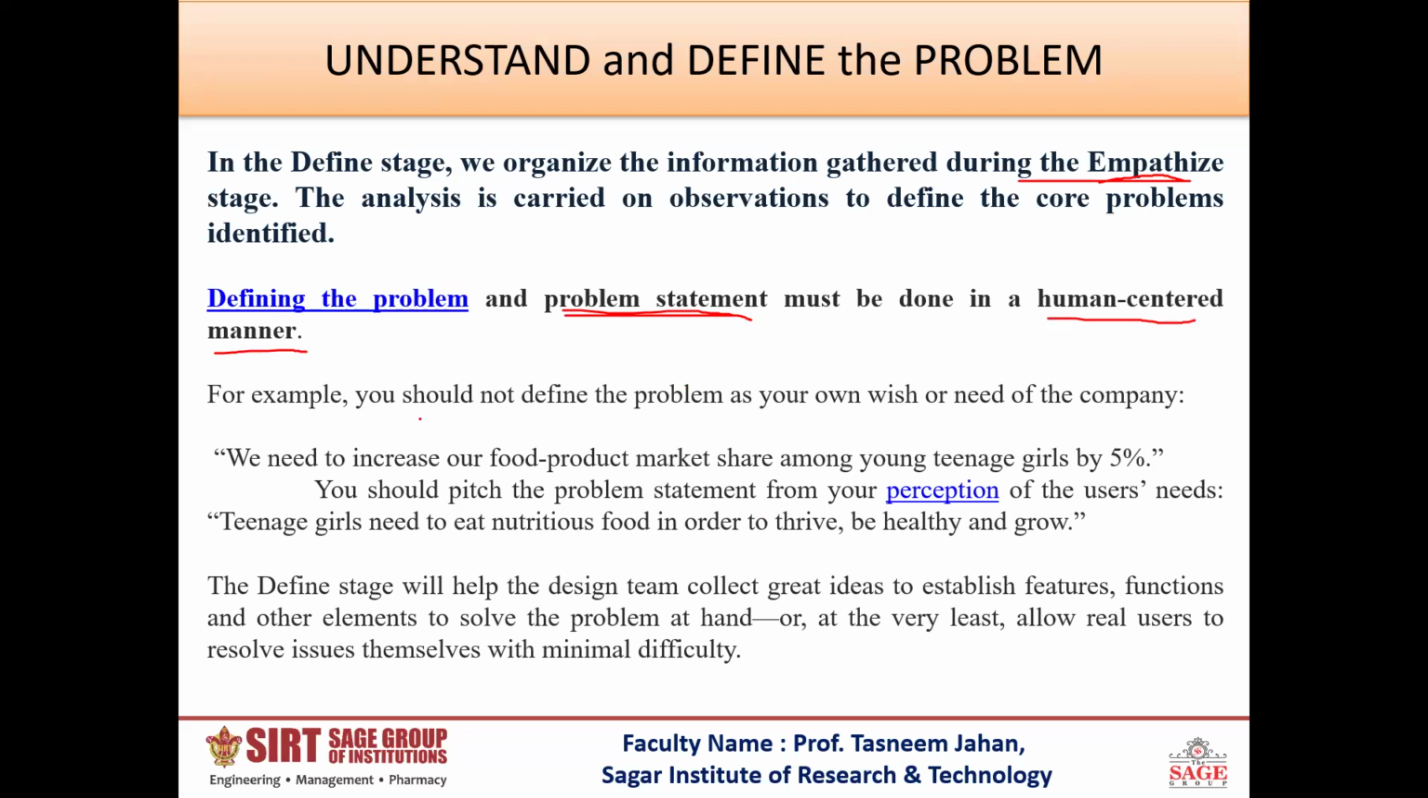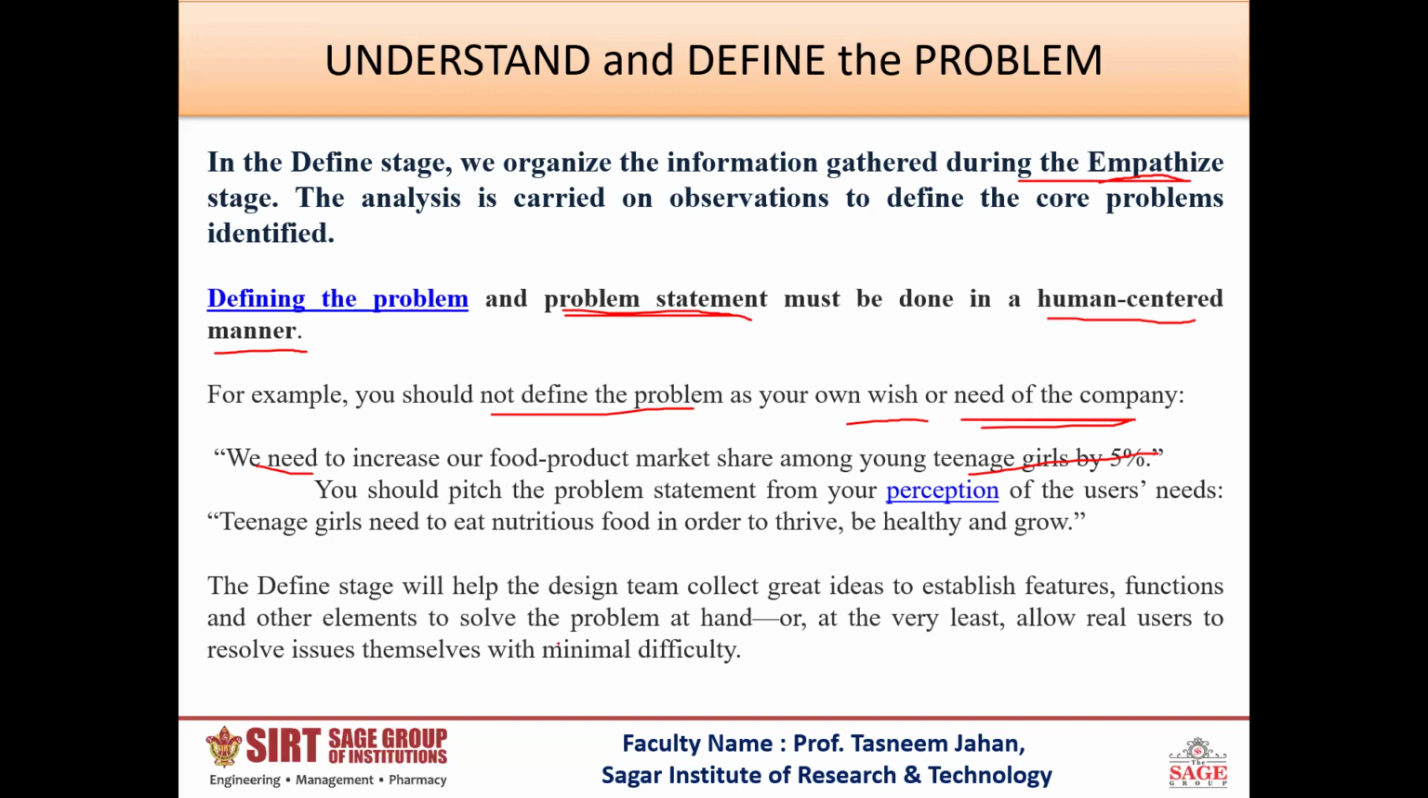Let us take an example here. We do not define any problem statement as per our own wish or as per the need of the company. There is an example here: we need to increase the food product market share among teenage girls by 5%. Okay, so this is not a good problem statement. This is a very raw statement, that we have to increase the food market share among teenage girls by 5%. You are seeing a 5% term, you are seeing the market share term, but this does not mean that we have a good problem statement.